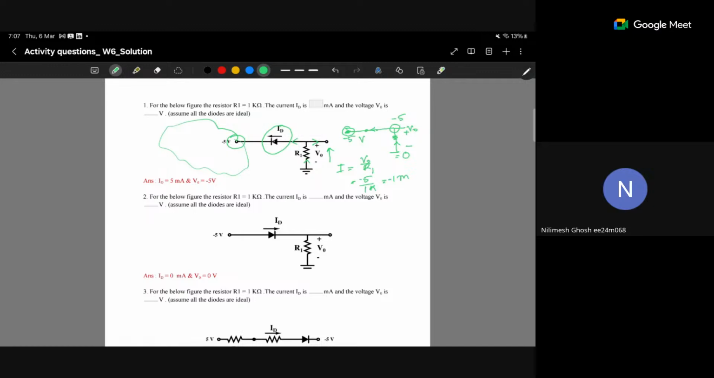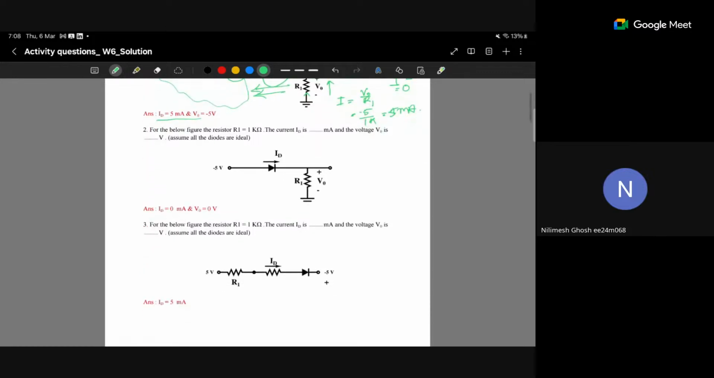So if we consider this direction, minus 5 milliampere current will flow, and if you consider the opposite direction, 5 milliampere current will flow. I have mentioned the direction is in this way, so the current will be 5 milliampere. Sorry, it will be 5 milliampere, not ampere. So 5 milliampere current will flow here, and V0 will be minus 5 volt. Is there any doubt? No, sir. Okay.